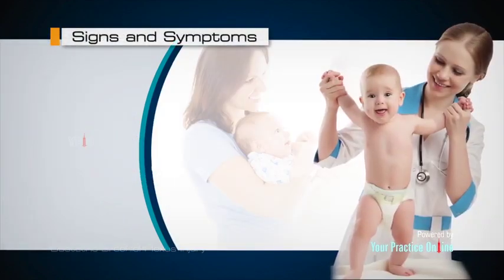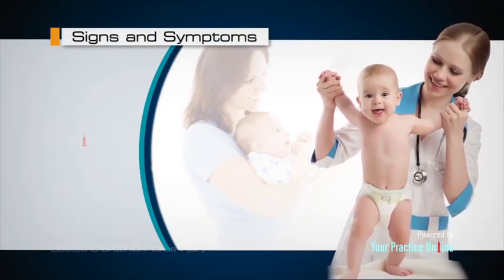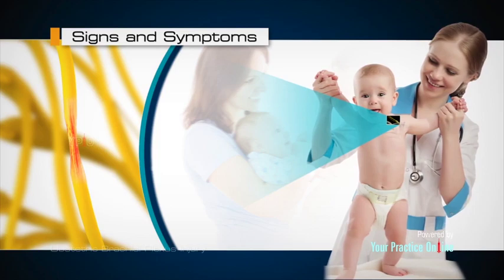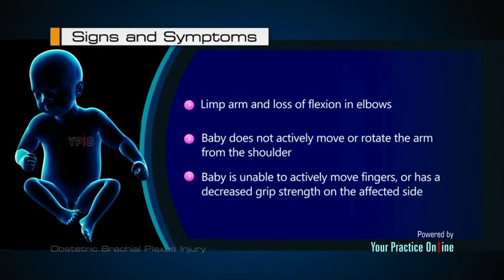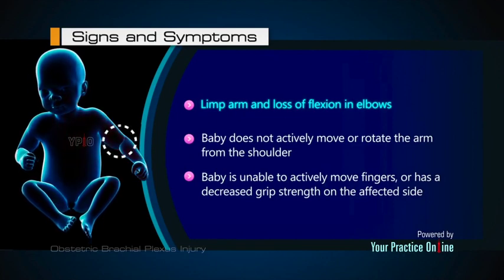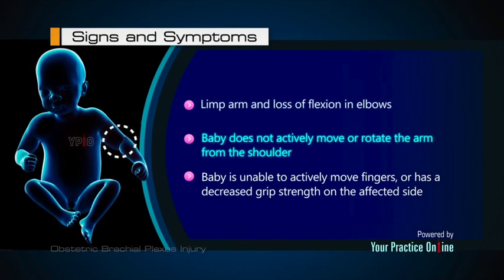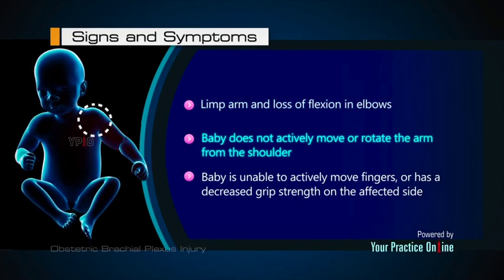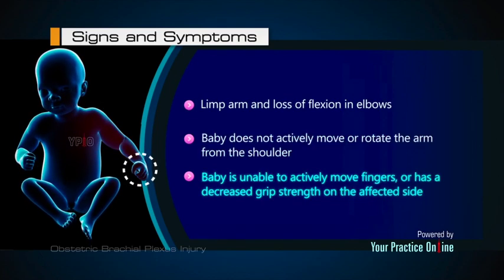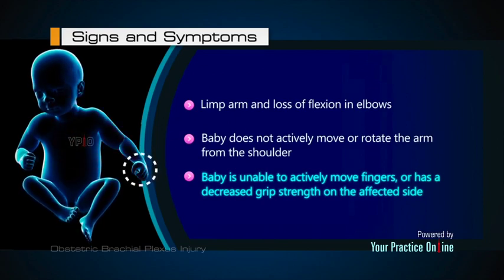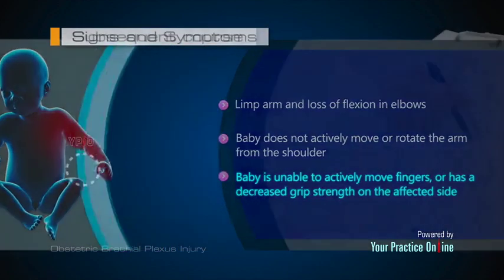Signs and symptoms. You may be able to observe the symptoms of injury in your child immediately after birth. Common symptoms include limp arm and loss of flexion in elbows. The baby does not actively move or rotate the arm from the shoulder. The baby is unable to actively move fingers or has a decreased grip strength on the affected side.